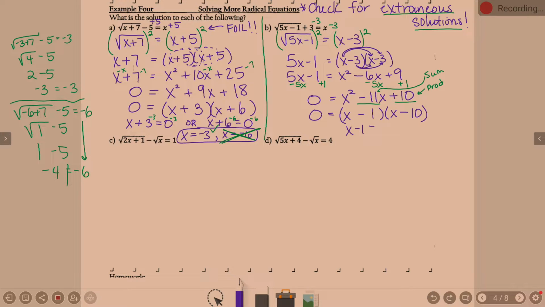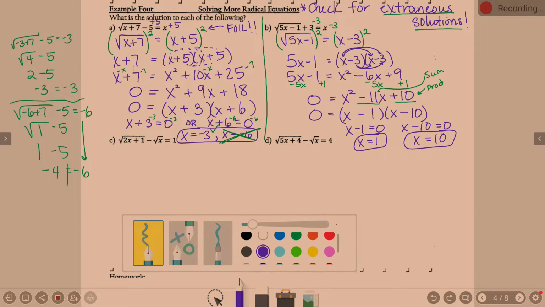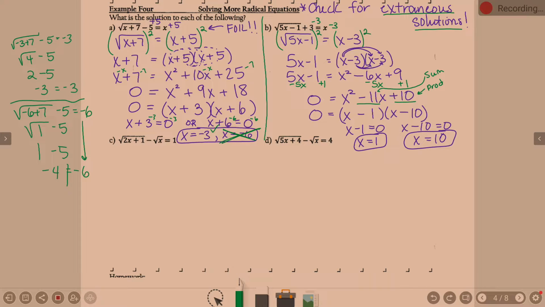Okay. X minus 1 equals 0. X minus 10 equals 0. You end up with possible solutions of x equals 1, x equals 10. There was an x outside the radical at the beginning. We've got to check for extraneous solutions. Did you see how I checked for extraneous solutions last time? Yeah. Okay. Do you have to write out that check? No, you don't. Can you, though, if it helps you?